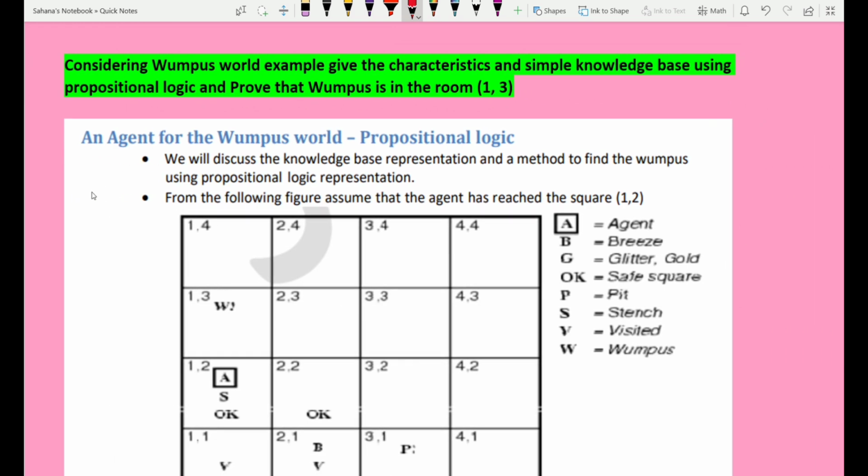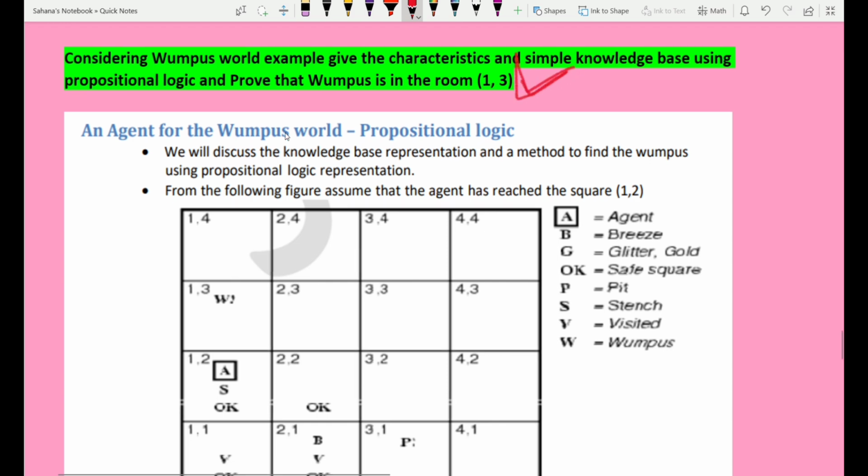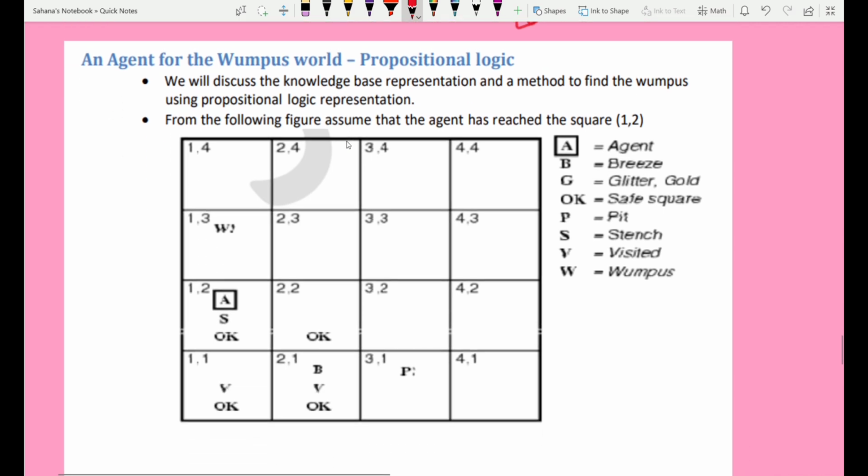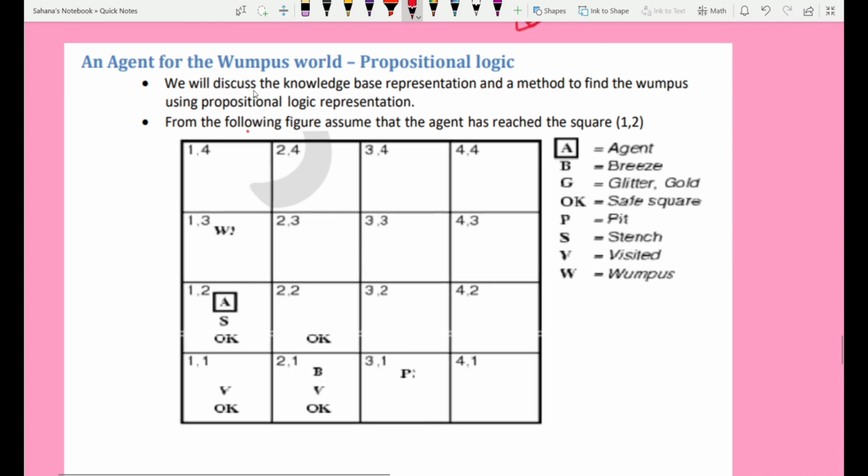We should prove that the Wumpus is in room 1,3. Considering the Wumpus, for example, give the characteristics and a simple knowledge base using propositional logic and prove that the Wumpus is in room 1,3. Same as what we discussed about Wumpus World, we'll write once again. We will discuss the knowledge base representation and the method to find the Wumpus using propositional logic representation.